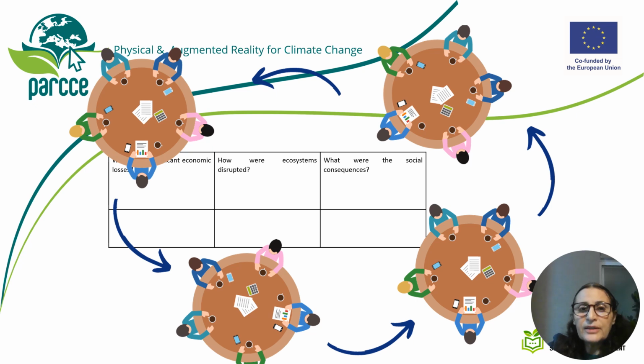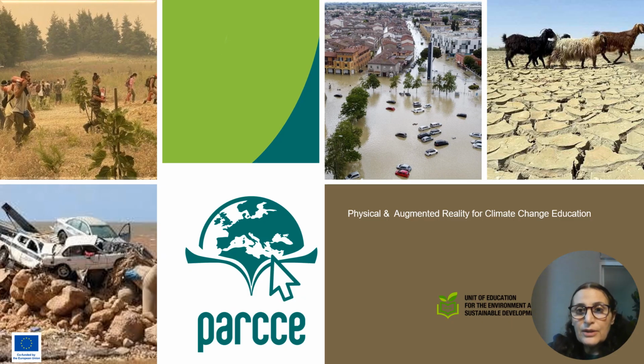How did the event affect local communities? For example, were there significant economic losses? How were ecosystems disrupted? What were the social consequences? The groups rotate clockwise to the next chart paper. They read the ideas generated by the previous group and add some more. This rotation is continued until each group returns to its initial position. Then each group presents in plenary.